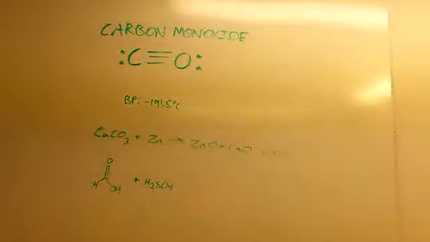In this video we'll be discussing the use and synthesis of carbon monoxide in the laboratory. Carbon monoxide has a formula of CO. It's a carbon triple bonded to an oxygen. It has a very, very low boiling point of minus 191.5 degrees Celsius. So it is a gas at room temperature and not easily liquefiable at that.